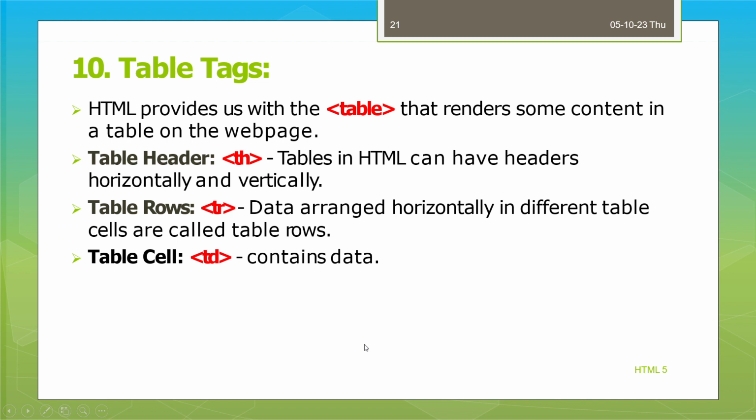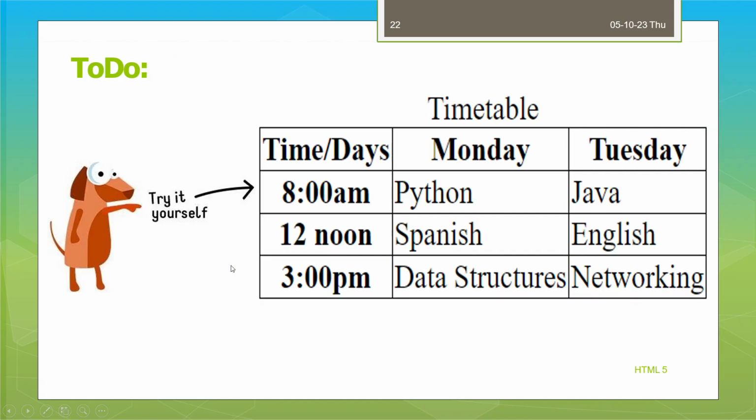So the next one is the table tag. The table tag is used to insert a table in our web page. So the table tag has 3 types of tags. To insert a heading in our table, we are using the th tag. To insert a row in our table, we are using the tr tag, table row. To insert the data into our table, we are using the td tag. So inside the table tag, we are using table heading, table row and table data.